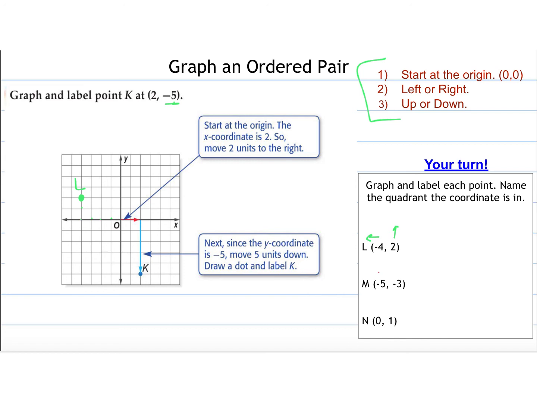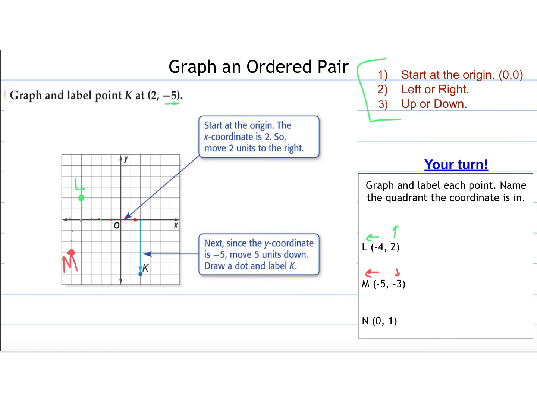So again, a negative tells me we're going to go to the left first. 1, 2, 3, 4, 5. -3, so the second number is up or down. Since it's a negative, we're going to go down 3. 1, 2, 3. Plot my point and label it with the letter.